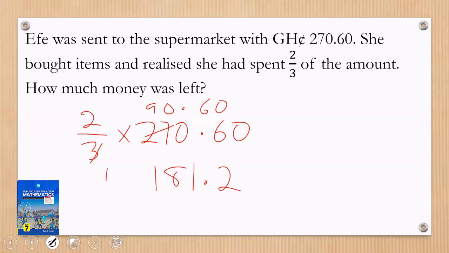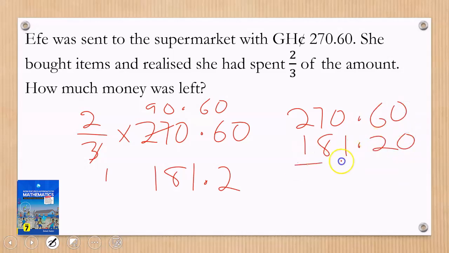How much is left? So we are just doing 270.60 minus 181.20. When you do this simple subtraction, we will be able to get our answer, right? Good. When that is done, we will have 89.40. That means 89 cedis, 40 pesewas. That was the amount of money left after she spent 2/3 of the money at the supermarket.